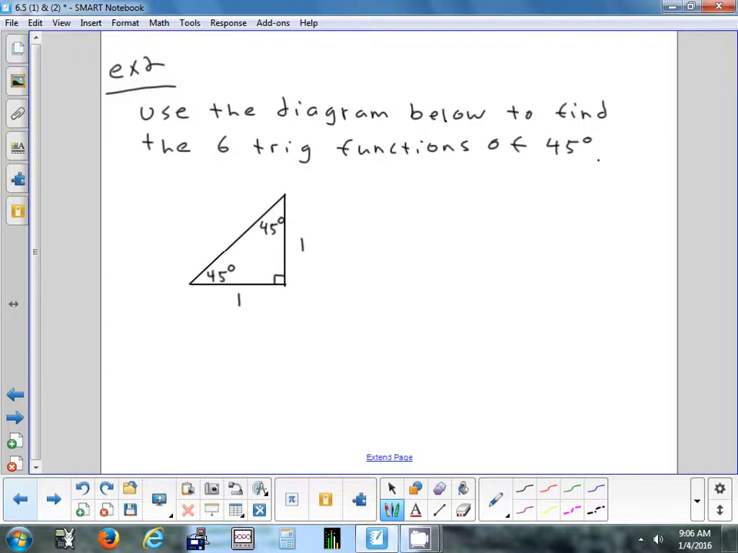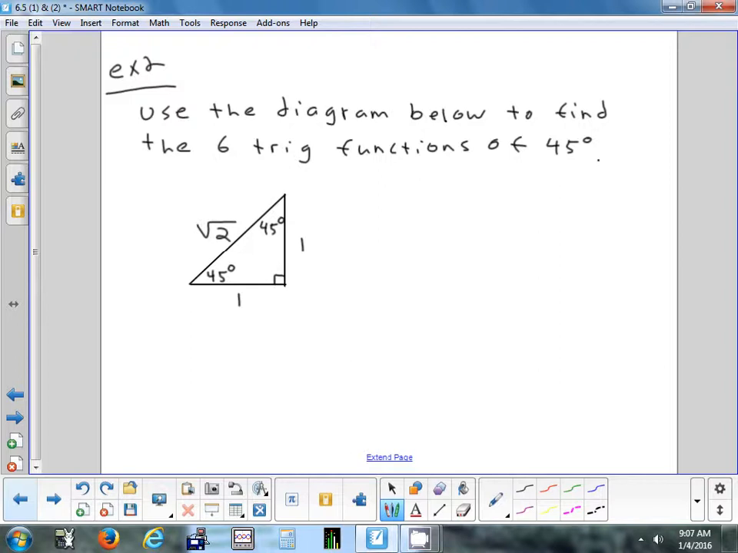If I wanted to find all 6 trig functions here, the only thing I'm missing is my hypotenuse. Anybody tell me the hypotenuse there? Yep, it's just the square root of 2. Pythagorean Theorem, 1 squared plus 1 squared, that's 2. And then take the square root.